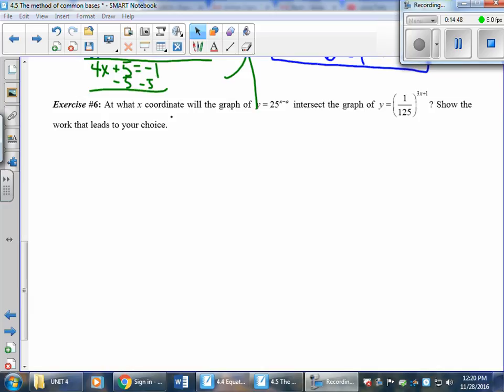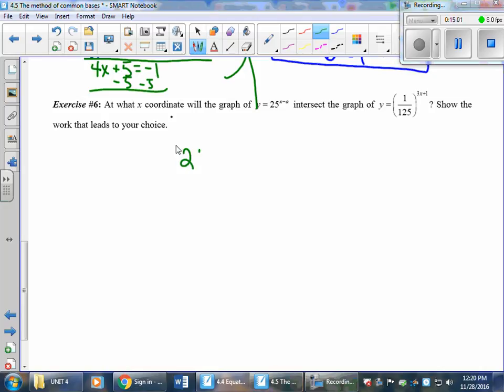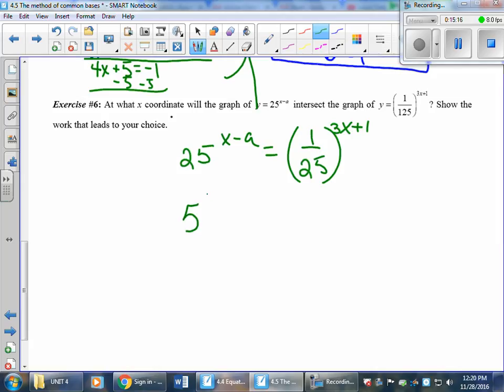Okay, so at what x-coordinate will the graph of y equals 25 to the x minus a intersect the graph of y equals 1 over 25 raised to the 3x plus 1? Again, we're going to set these two equal to each other. The bell's going to ring, so I'm going to run through this pretty quickly. Base 5, this base squared, x minus a. And I'm sorry, it's 125, so this is going to be 5 to the negative 3 raised to the 3x plus 1.